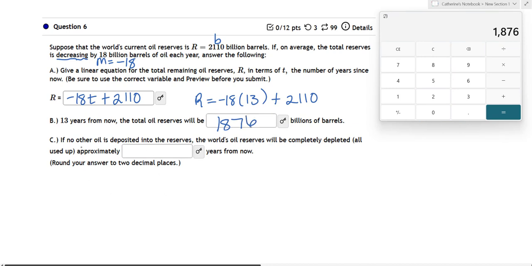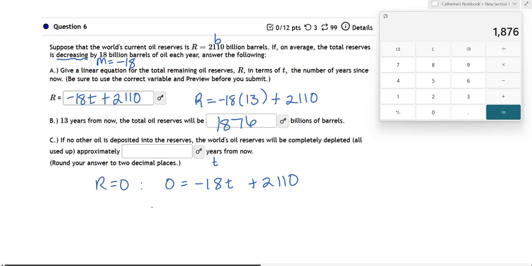All right. Finally, part C. If no other oil is deposited into the reserves, the world's oil reserves will be completely depleted, all used up, approximately blank years from now. Okay, so we're supposed to, years is T, so we're supposed to find T when R is 0. So setting 0 equal to our equation from A, we have 0 equals negative 18T plus 2,110. All right, so solve that guy.